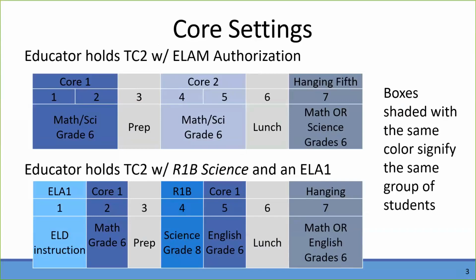different group of students. That group of students in the 2nd core stay for math and science grades again, but a completely new group of students staying for 2 periods during the day for 2 different subject areas. And then they have a hanging period in 7th period where they can teach math or science to a different group of 6th graders. And that is a correct core.